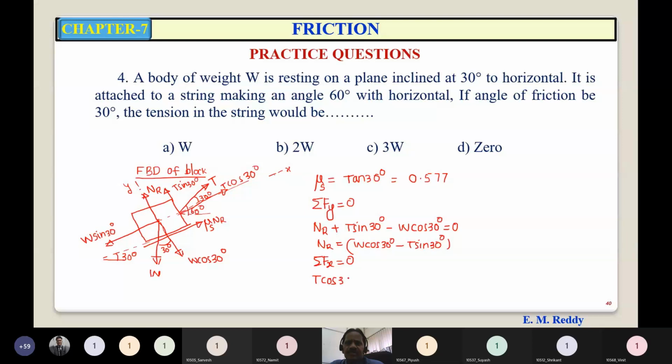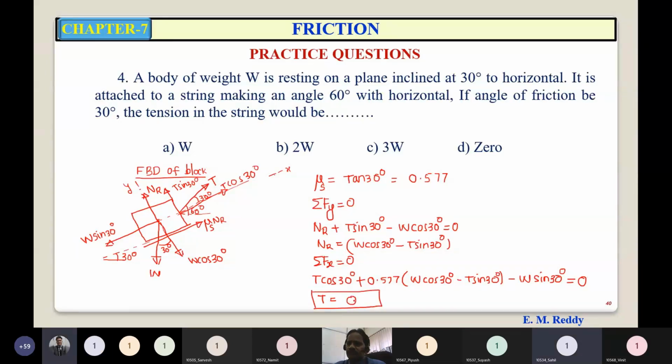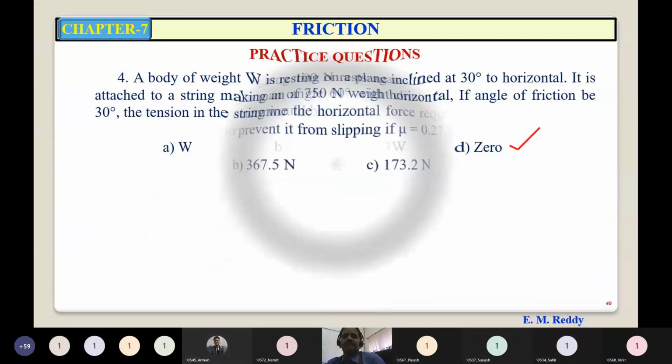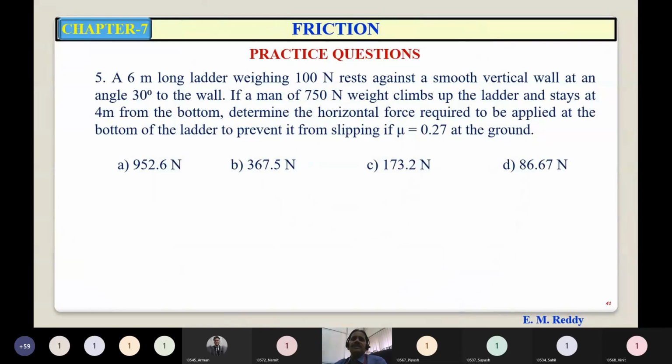T cos 30 plus mu s, 0.577, into normal reaction, minus W sine 30 is equal to 0. Sir, is the answer 0? The answer is coming as 0. Right.